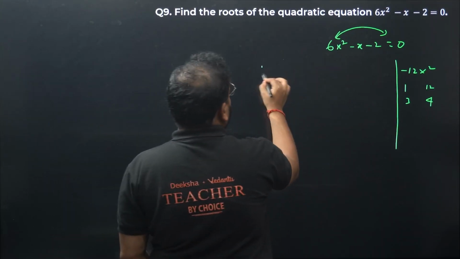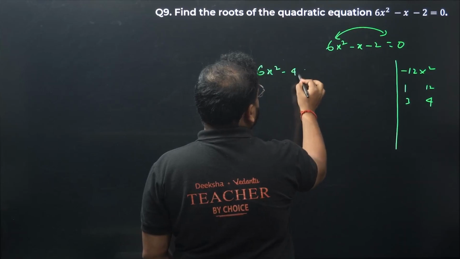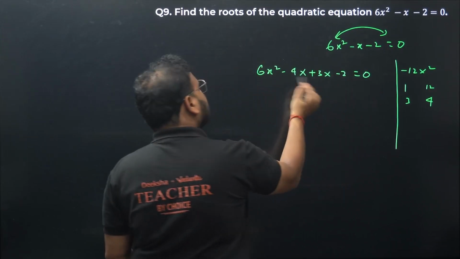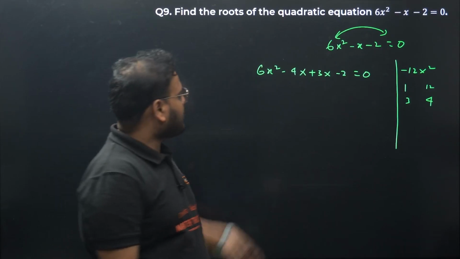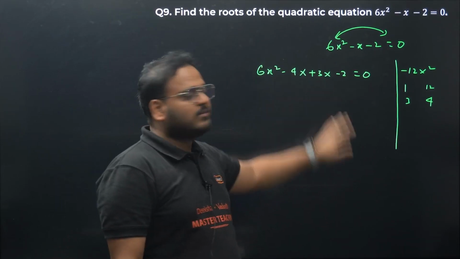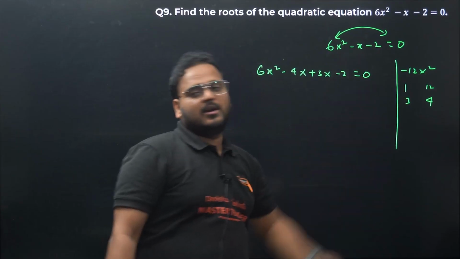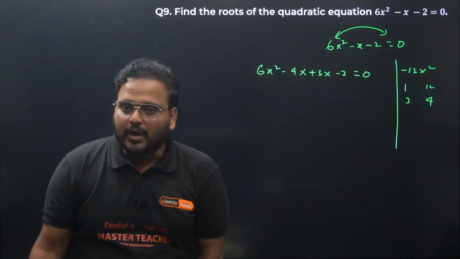Let's do it. I get 6x square minus 4x plus 3x minus 2 equal to 0. Please check. The sum of these two will give me minus x, and the product, minus 4x into 3x, will become minus 12x square. It means it is correct. Product is this and sum is the middle term. That is correct then. Okay, let's factorize this.